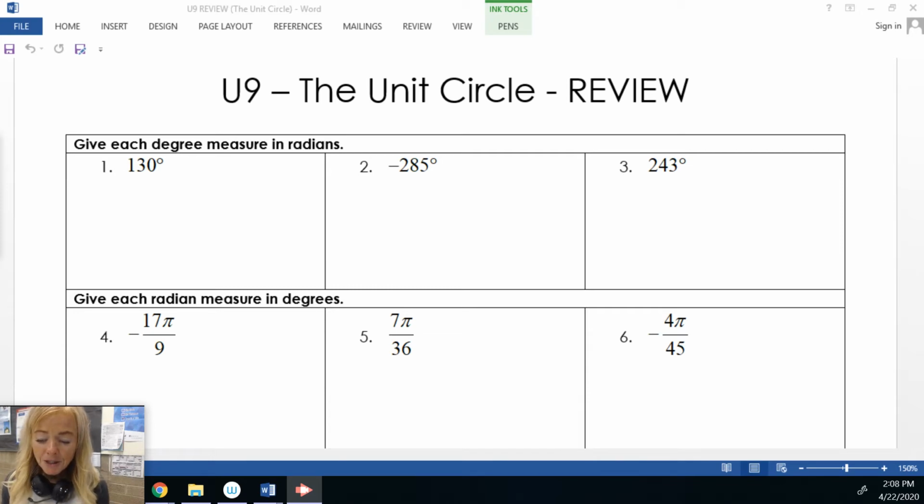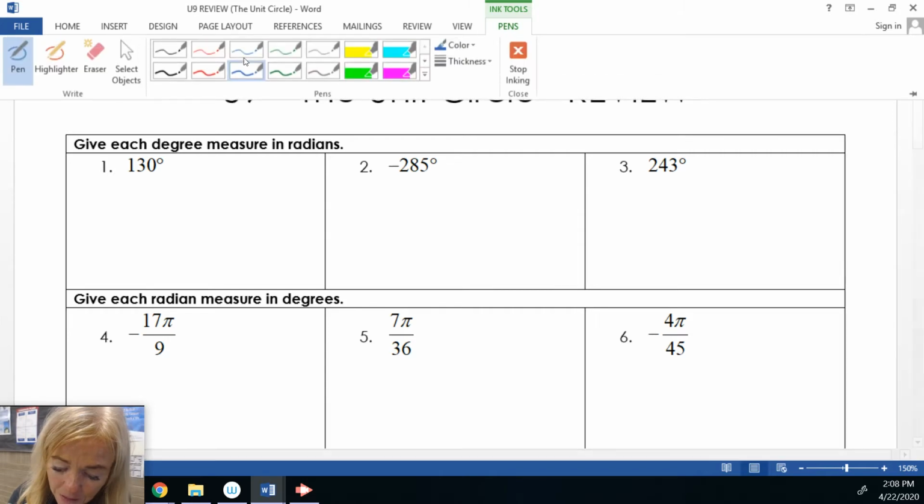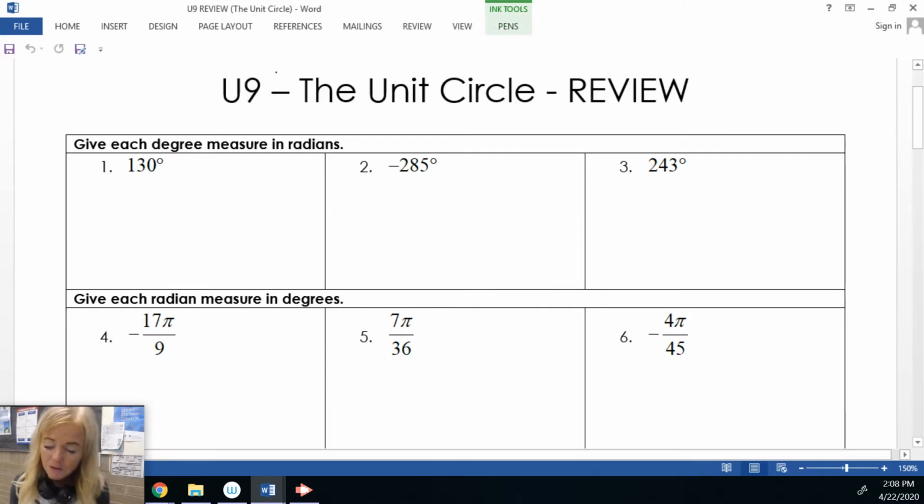All right, so give each degree measure in radians. So what we do with that, first of all, we are going to take our degrees, and it depends on what you're given first. You're given the degrees and you're trying to write them into radians. So how to do that is you take your 130 degrees and you multiply it by pi over 180 degrees. Okay, what happens is your degrees divide away and you're left in pi radians, which is awesome.